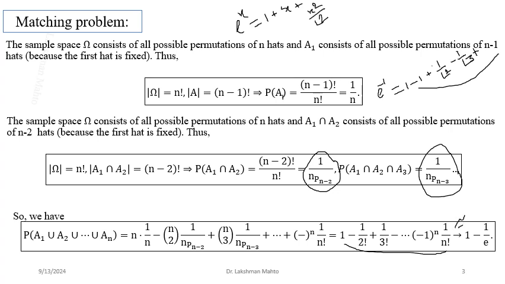So take all these summation terms to the left-hand side, keep 1 only, and take e to the power minus 1 to the right-hand side. So all these terms together become approximately 1 minus e to the power minus 1. So what is the probability that at least one person got his own hat? It is 1 minus 1 by e, or 1 minus e to the power minus 1. So this is the probability.